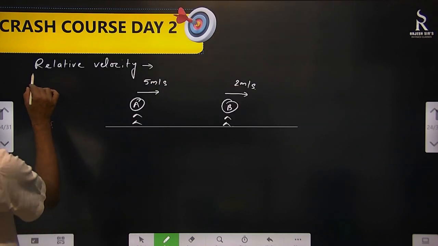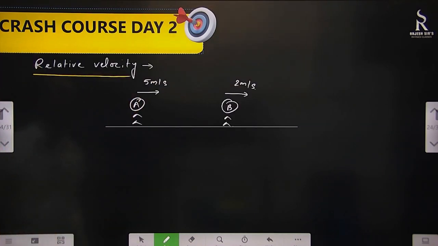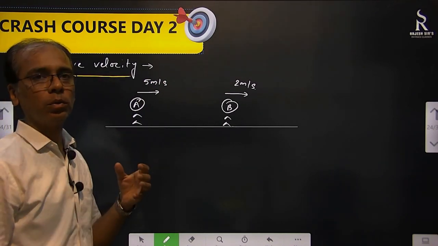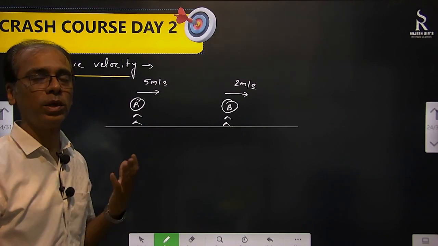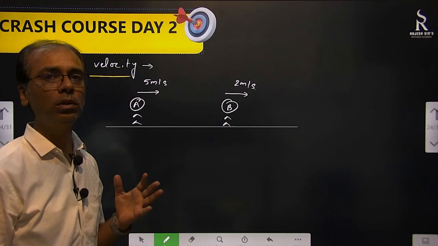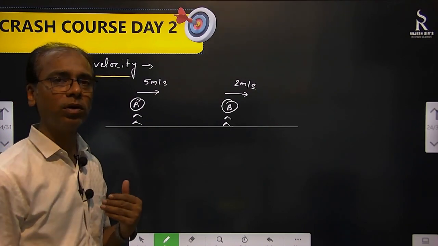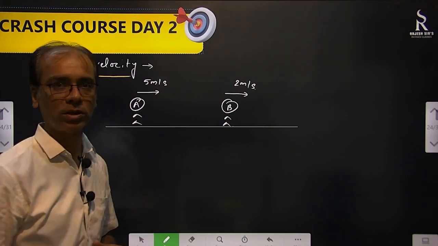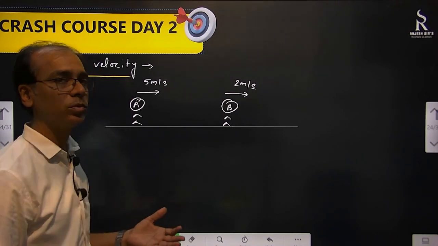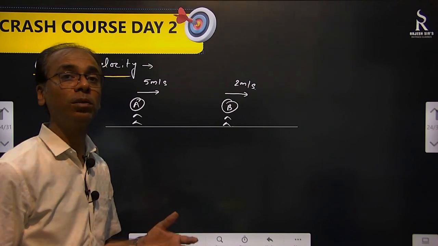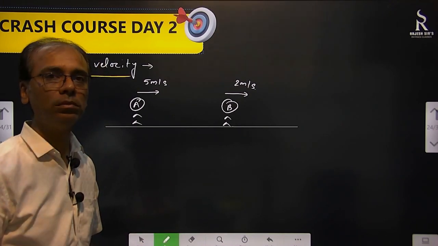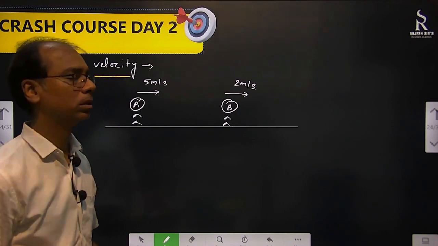Relative velocity. Now relative velocity means what? That concept is this: when we are moving, we are always moving with respect to the ground, because the ground is at rest. We consider the ground to be at rest. So whatever velocity we are moving with, that is our absolute velocity. That's how we consider it. Suppose it says the car is moving with 20 meter per second. 20 meter per second with respect to what? With respect to the ground.